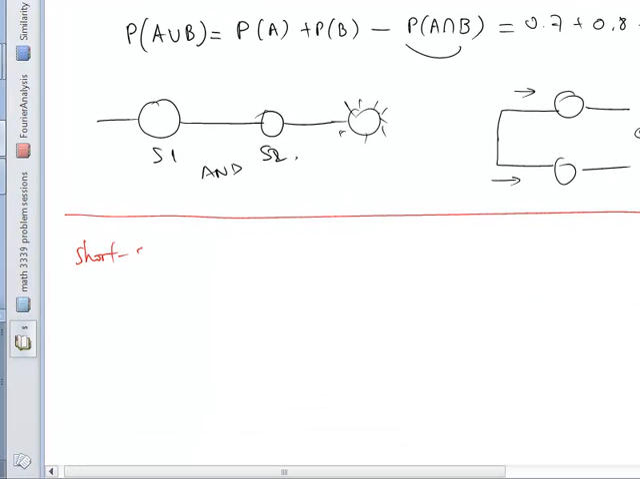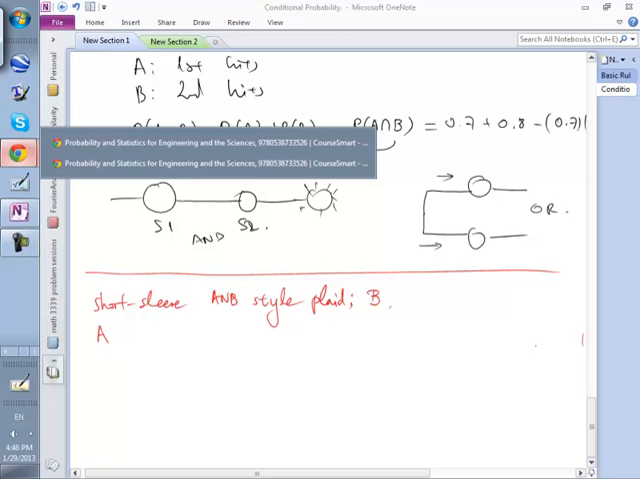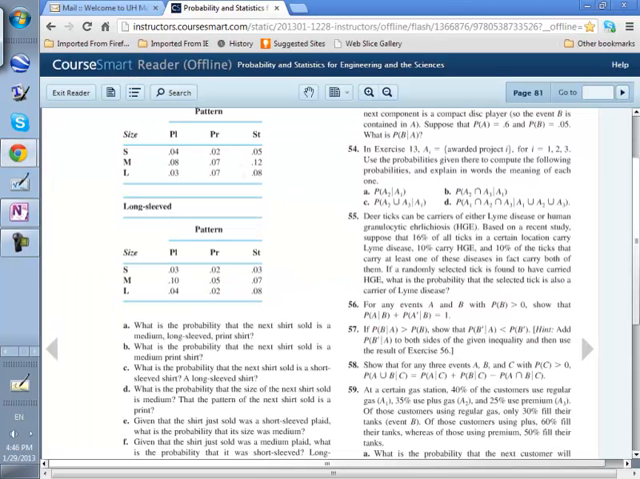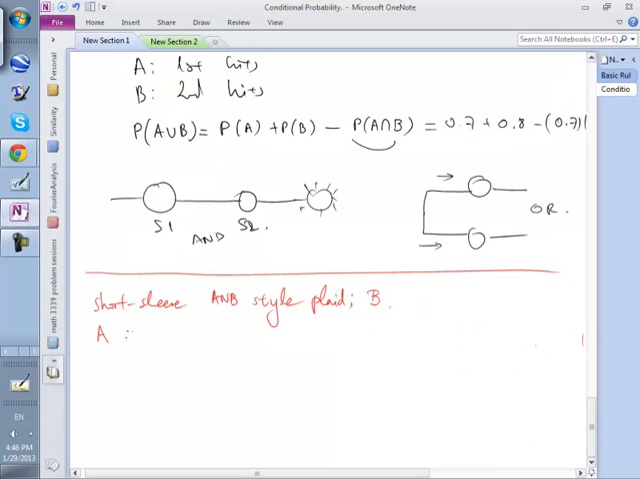So let's go here and work a little bit. Short sleeve and plaid. So this is our condition. This is our B here. A is what, according to the problem? A is size is medium. Correct? And the question is to find the conditional probability of A given B. So what is this equal to? This is equal to the probability of A intersection B divided by the probability of B. Now, what is the probability of B? Short sleeve and style plaid.